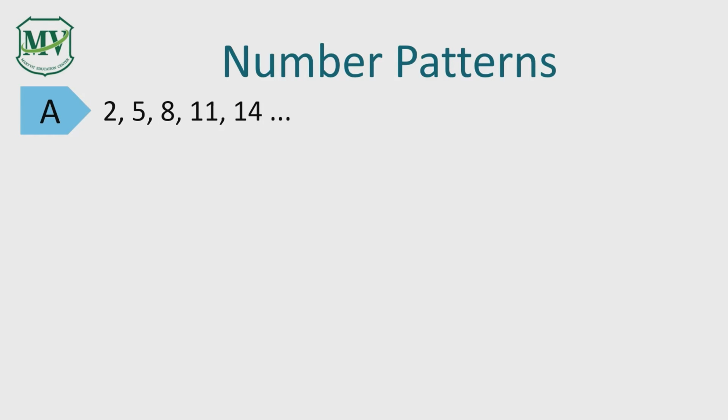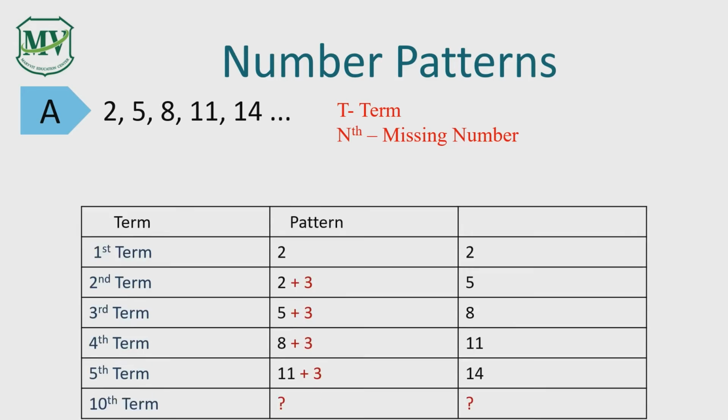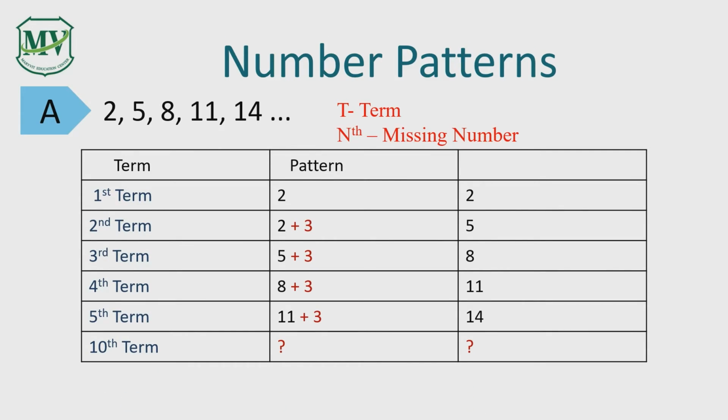Very good. We have another number pattern: 2, 5, going to 8, going to 11, and going to 14. Now, let's use T as our term and as our missing number term. So our first term is 2. Our second term is 5. 2 going to 5, we add 3.